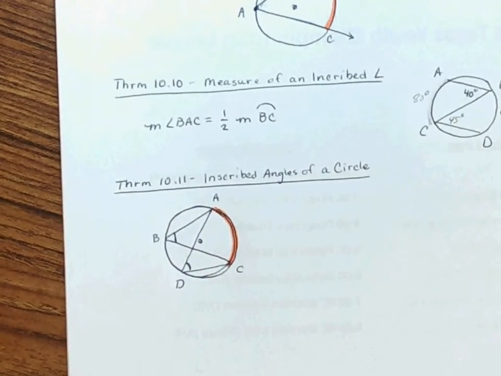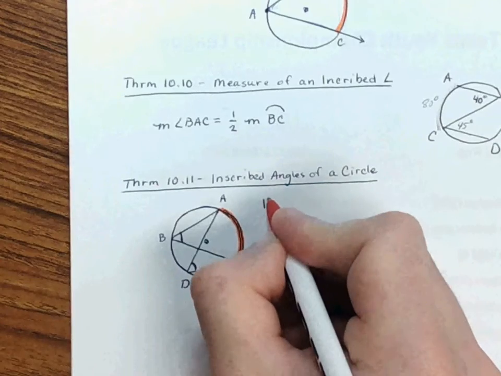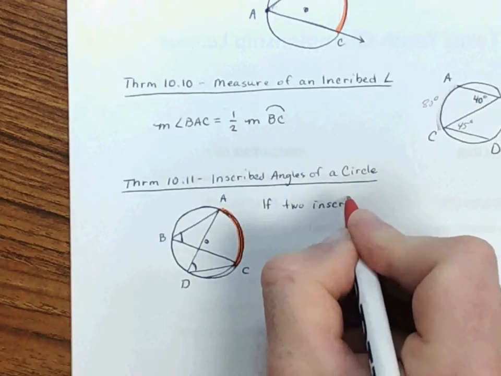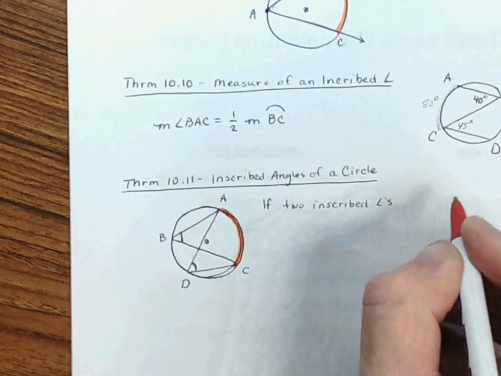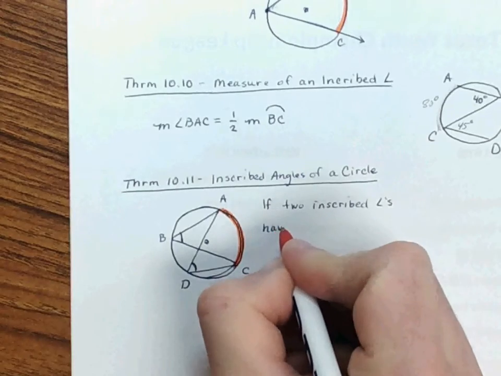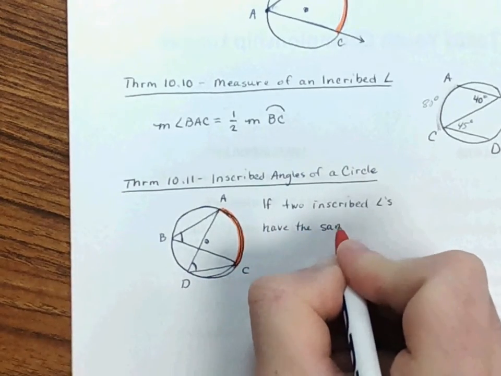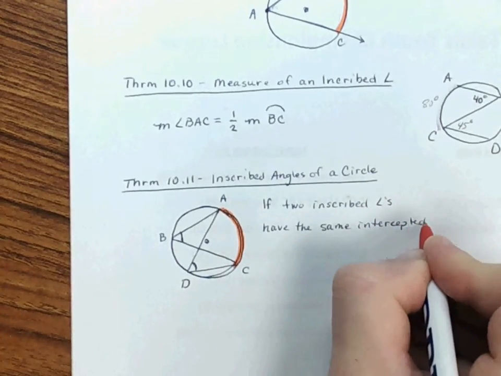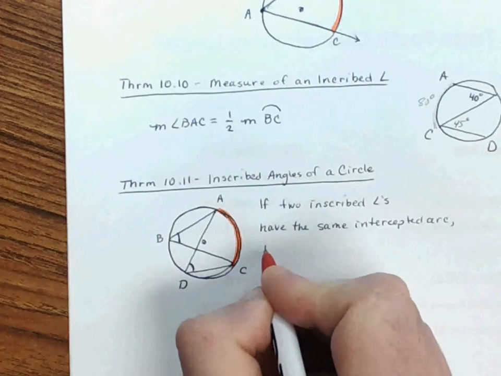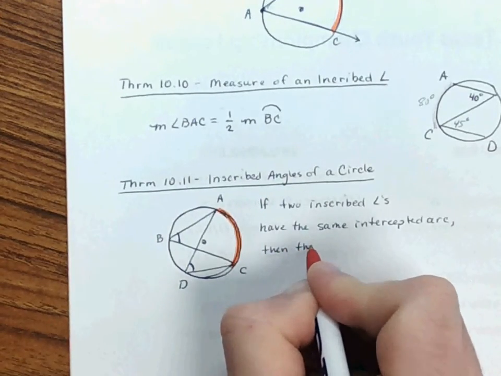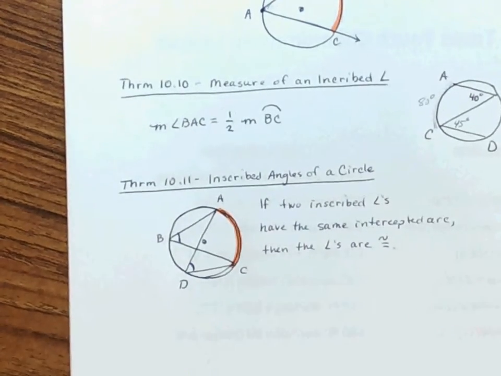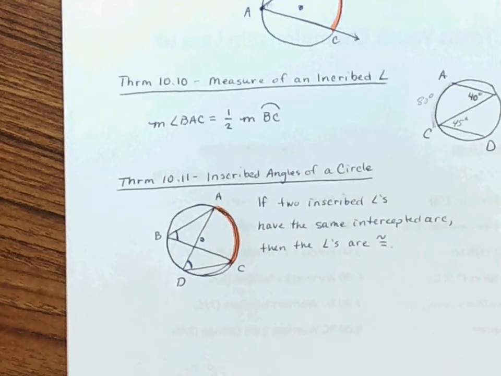So that's what this theorem says, that if two inscribed angles have the same intercepted arc, then the angles are congruent.